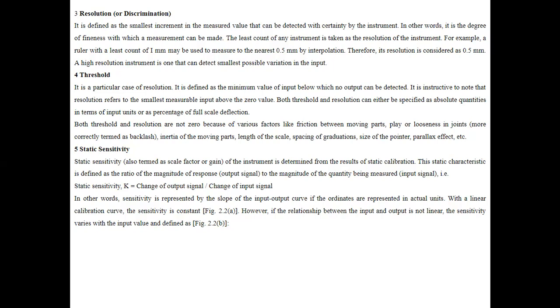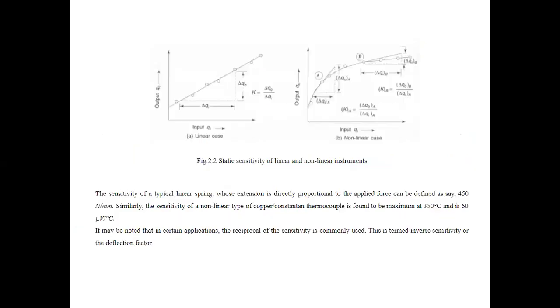In other words, sensitivity is represented by the slope of the input output curve if the ordinates are represented in actual units. With a linear calibration curve, the sensitivity is constant. However, if the relationship between the input and output is not linear, the sensitivity varies with the input value and is defined as shown in figure 2.2b. Therefore, this is 2.2b static sensitivity.